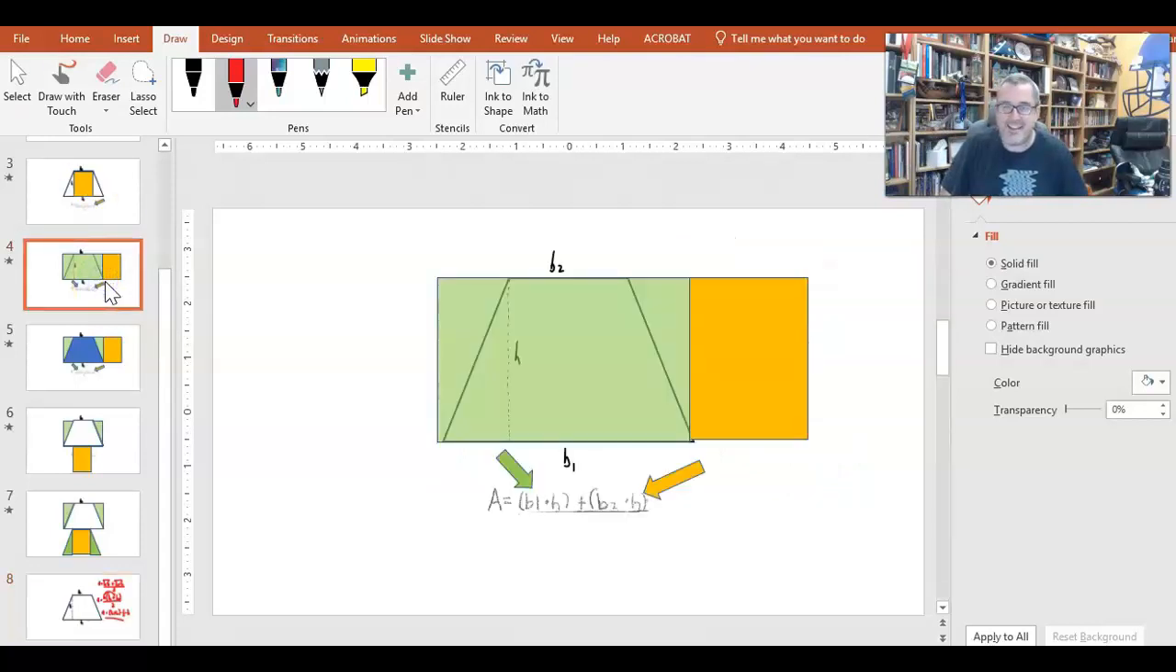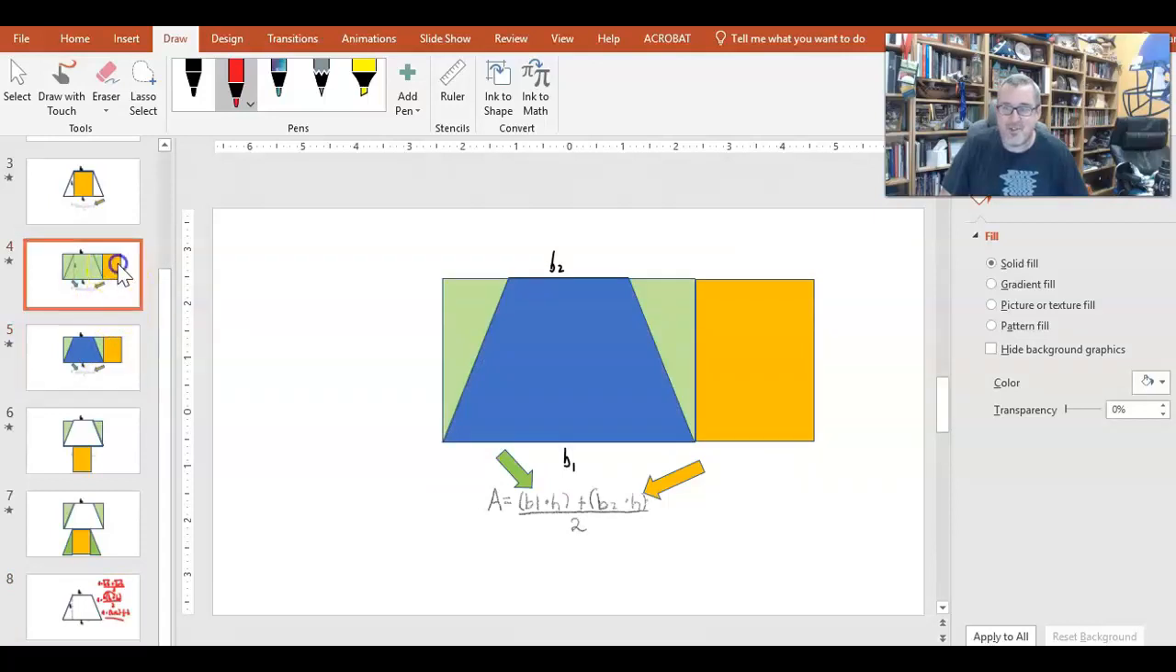But I kind of like this one better to see it visually, that there's two of those blue trapezoids in there. And so the blue trapezoid area is just half of the sum of the areas of the two rectangles. Hope that helps.